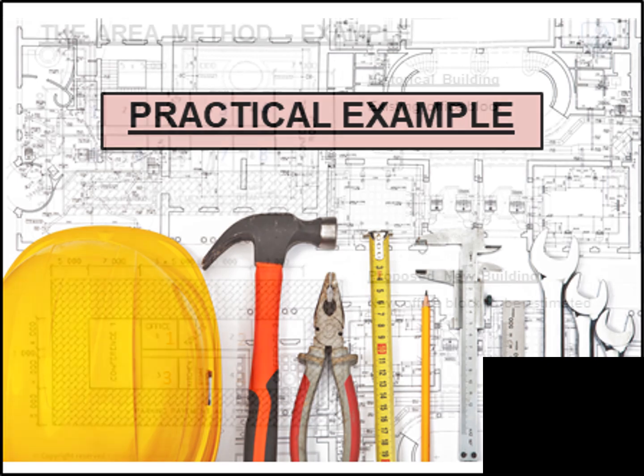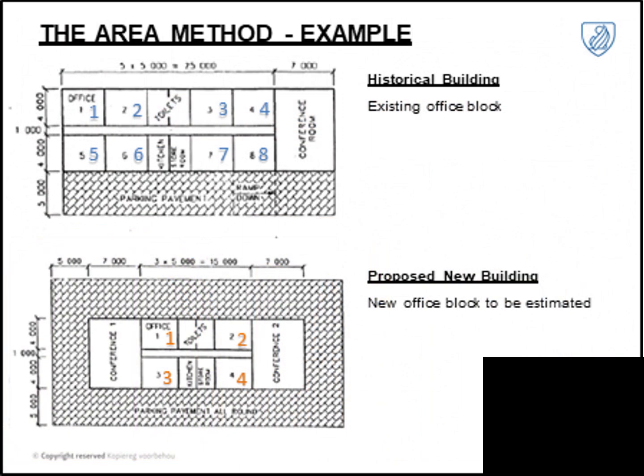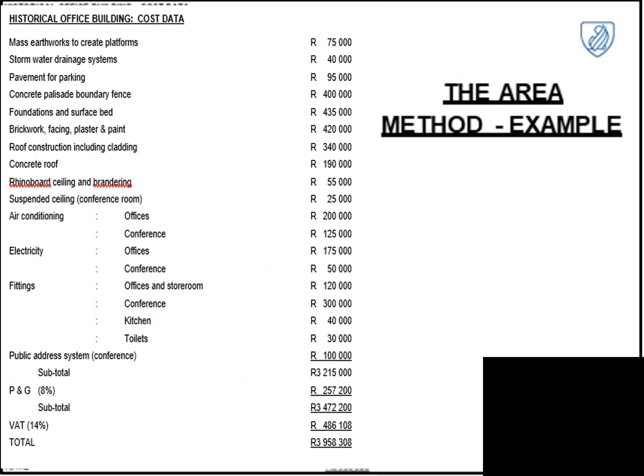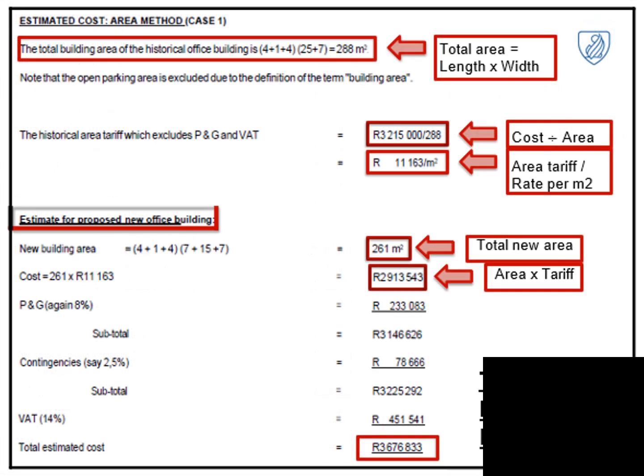So looking at the example, you can see it's the same building that we've used previously. The same principle applies, where you take your historical data and you divide it by the total area that you've got here. So you exclude your P's and G's and VAT. If you had contingencies, you exclude that as well. And you divide it by the total area to get a rate per square meter, which you apply to your new building.